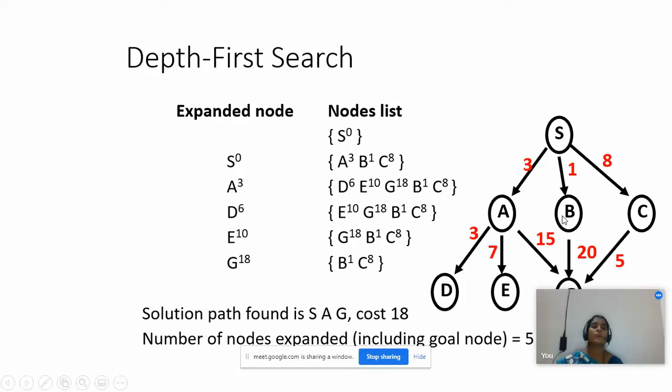When coming to B, again same thing, it comes to E, and then when coming to D it will be considered, so D is considered E, G and then B, C. Then coming again to E, E means we consider G and then B and then C. Like that it is performing, finding the solution path.